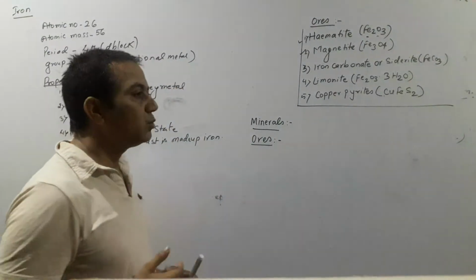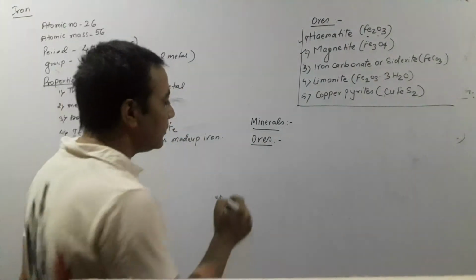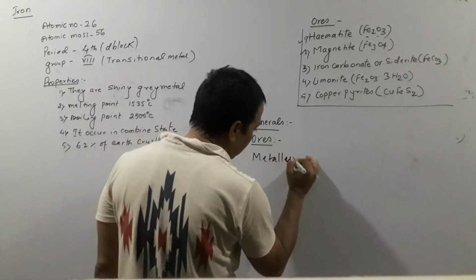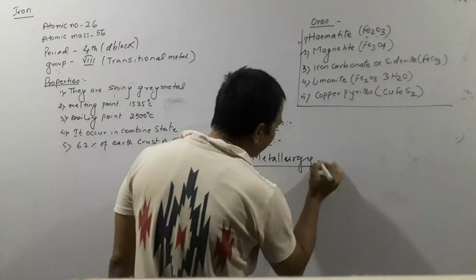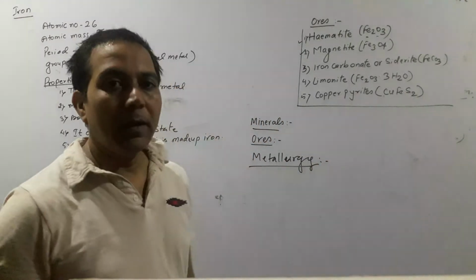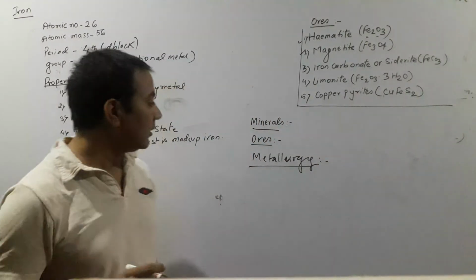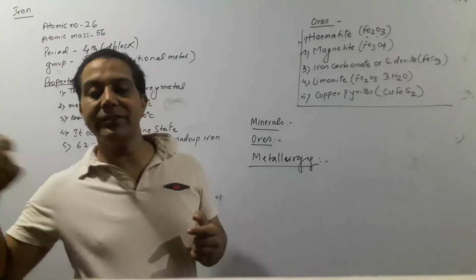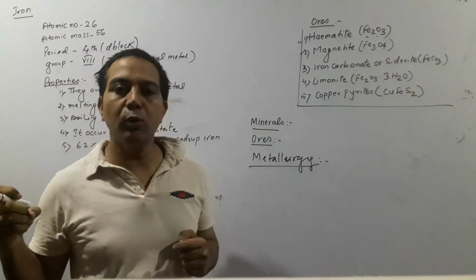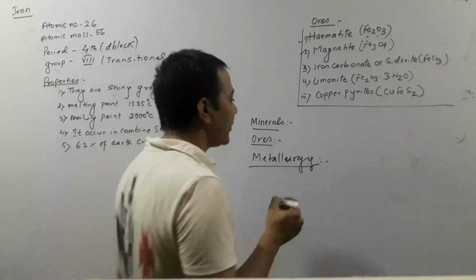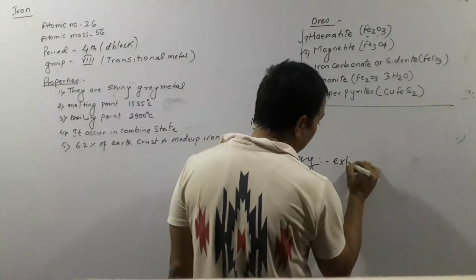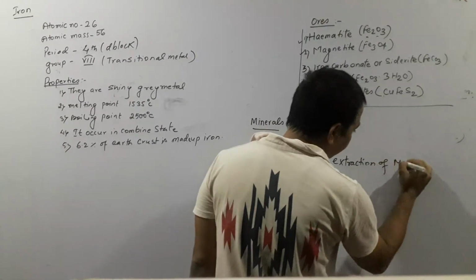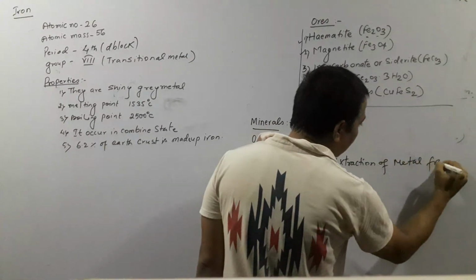Now the next word we come to is metallurgy. So what is metallurgy? Metallurgy is the process of extraction of metals from the ores. Simply, extraction of metal from ores.